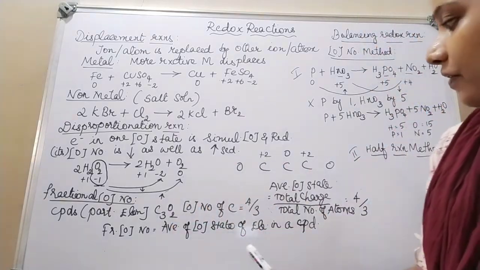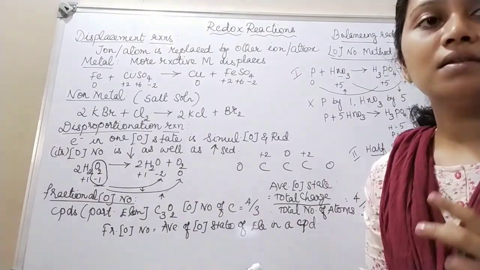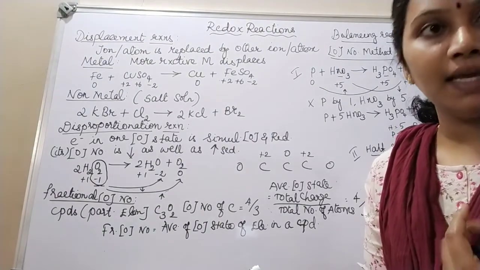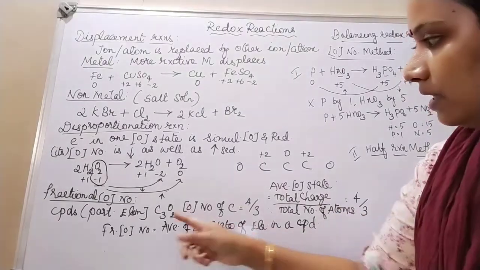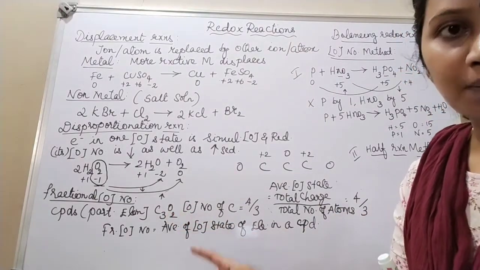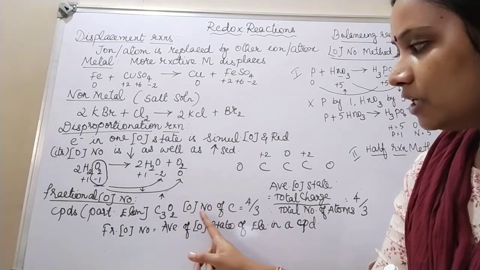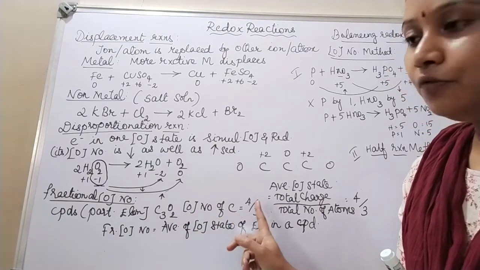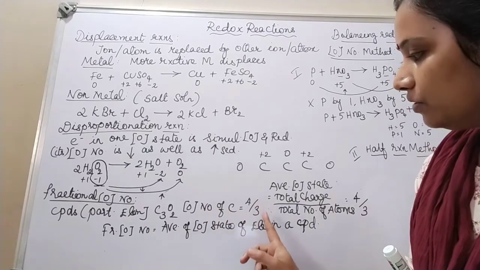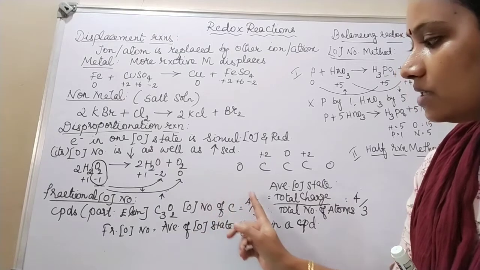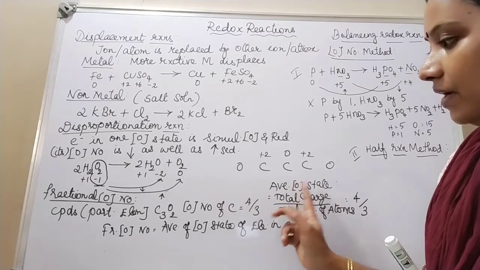Moving to the fractional oxidation number. We know that certain elements in certain compounds take up fractional oxidation numbers. For example, C3O2, which is carbon suboxide. Here the oxidation number of carbon is 4/3. And how to calculate this oxidation number of carbon? It is nothing but the average oxidation state.